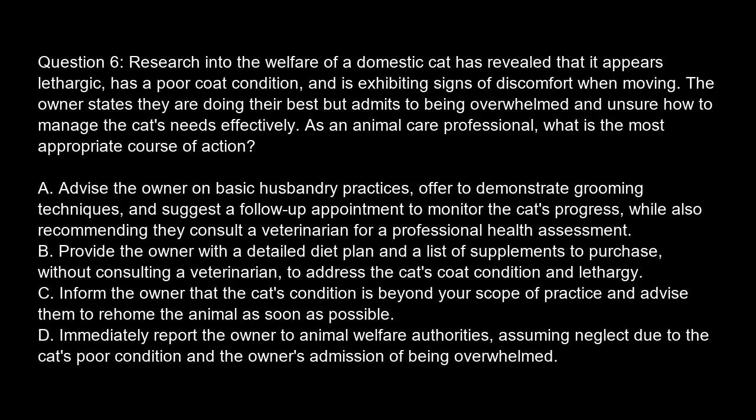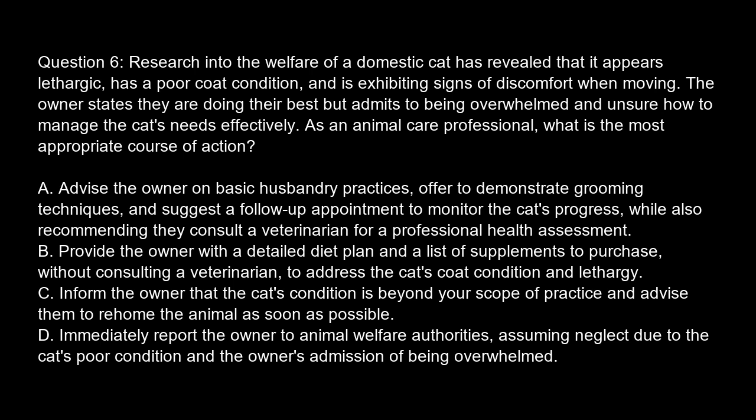Question 6. Research into the welfare of a domestic cat has revealed that it appears lethargic, has a poor coat condition, and is exhibiting signs of discomfort when moving. The owner states they are doing their best but admits to being overwhelmed and unsure how to manage the cat's needs effectively. As an animal care professional, what is the most appropriate course of action?